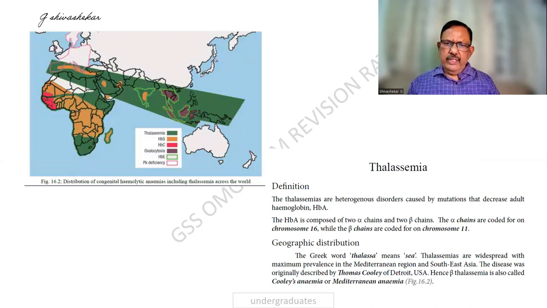Thalassemia by itself is defined as a heterozygous disorder caused by mutation that results in the defective formation of hemoglobin. In beta thalassemia, hemoglobin A is defective. Now, this is a geographical distribution. You find that it cuts across the Mediterranean Sea, involves India and the other countries. That is why it is sometimes called Mediterranean anemia or Cooley's anemia. The chains are coded for in chromosome number 11.